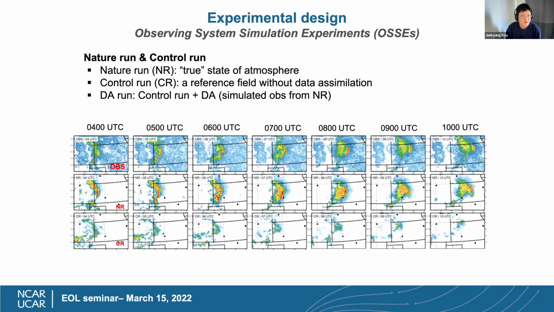So this is the evolution of convection from the nature run and the control run. The first row shows the observation, the radar, and the nature run simulates consistent convection initiation and its evolution with the real radar observation. On the other hand, the control run simulates no convective system here.